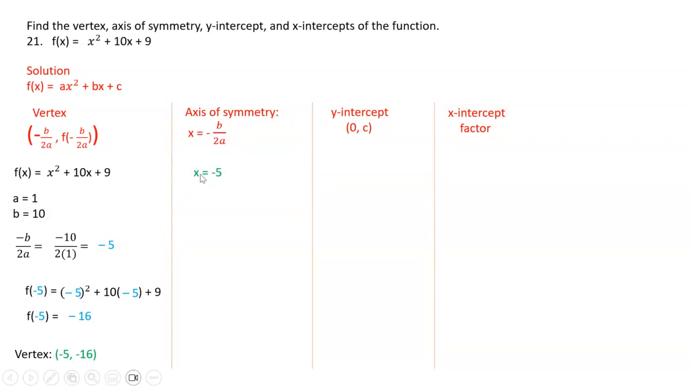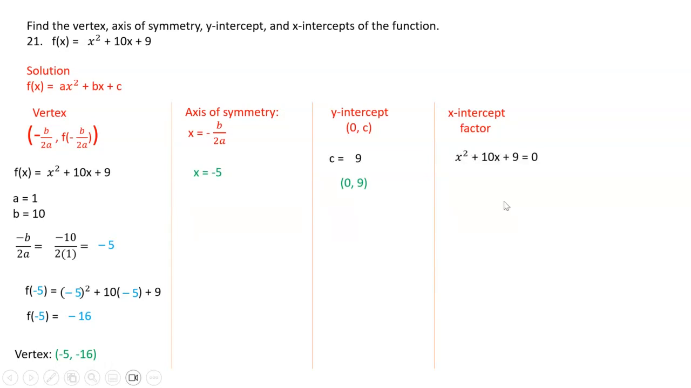Now for the axis of symmetry, it'll just be x equals the x part of the vertex, which is x equals negative 5. For the y-intercept, it's also obvious. My c is 9, so it's going to give us 0, 9.